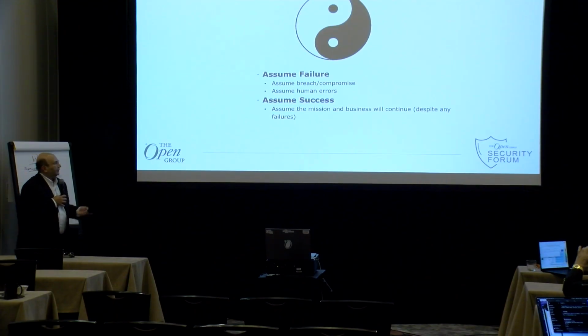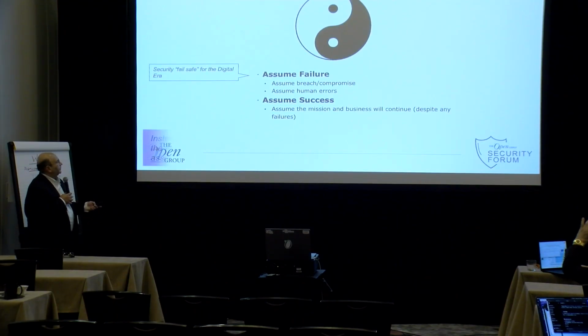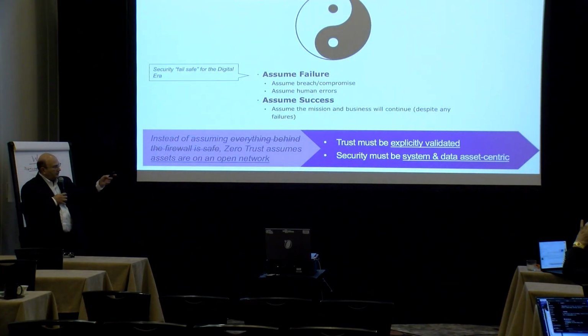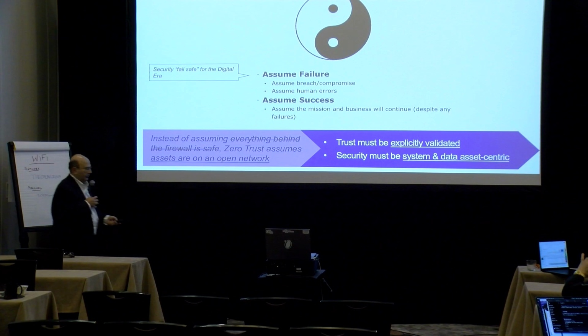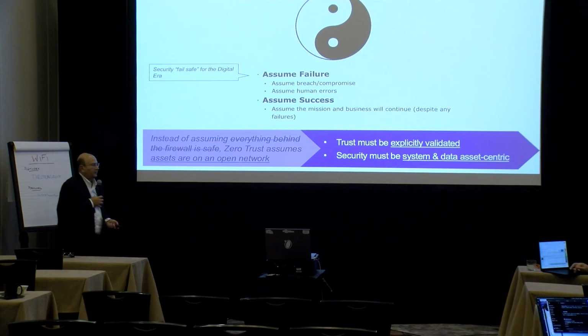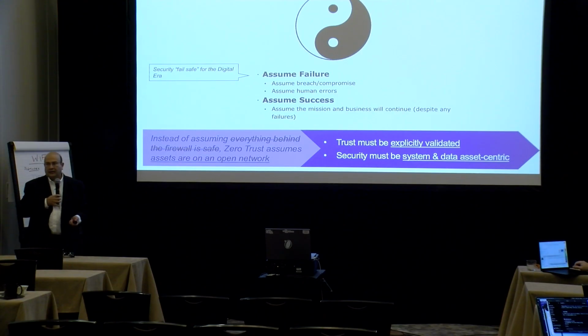So what is different? We talked about assumed flavor. I'm going to skip this slide. Security must be system, and this is the big shift, right? Explicitly validated, right? And it should be system and data asset centric. The shift to asset centricity from network centricity is one of the most fundamental shifts that occur with zero trust.